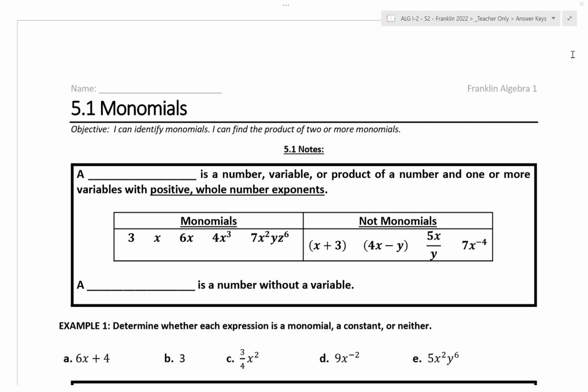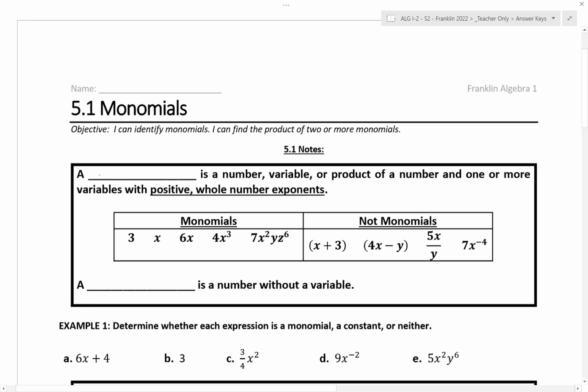Start out Unit 5, we're going to take a look at monomials. So in this lesson of notes, we're going to be able to identify what a monomial is and then find the product of two or more monomials. Now that prefix mono means one or a single thing.